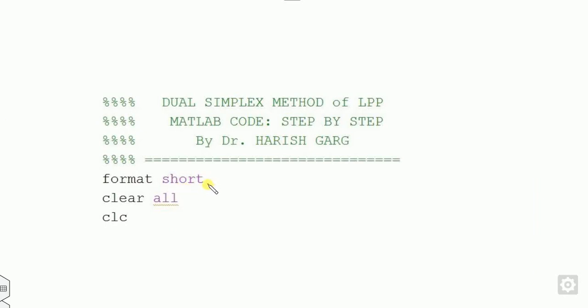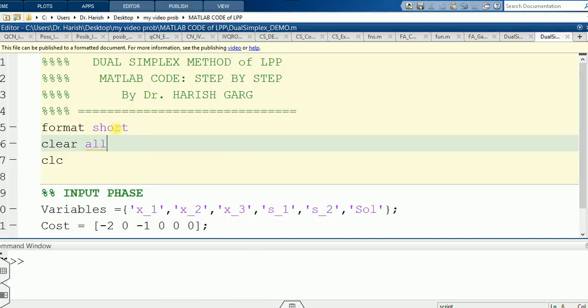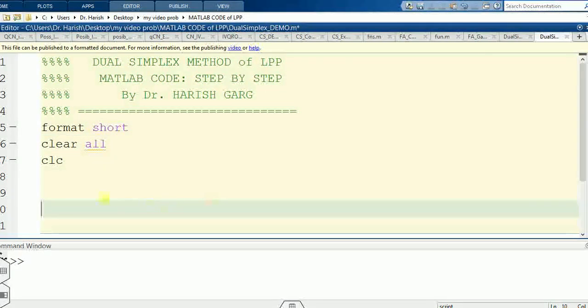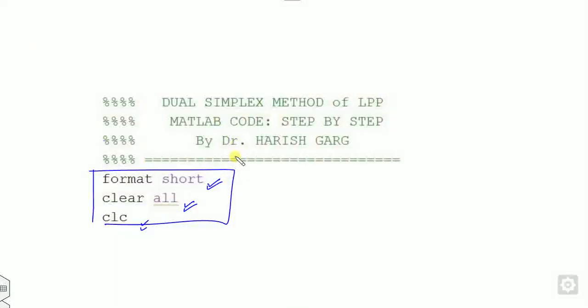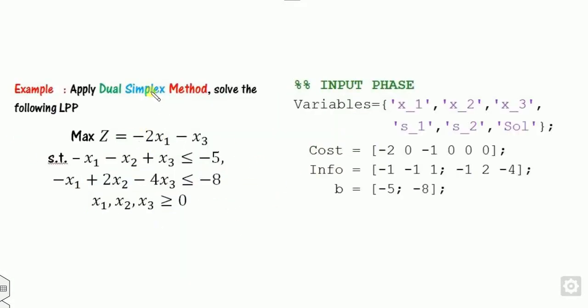You can first start with format short, clear all and clc. There is nothing to do, you can just copy this text from here and paste it in the MATLAB file. Similarly, whatever I have written on this screen, you can just copy and paste in the MATLAB file. Now I can solve this problem with the help of the dual simplex. Firstly you have to define the variables. If you write this in terms of the standard form, what is that?